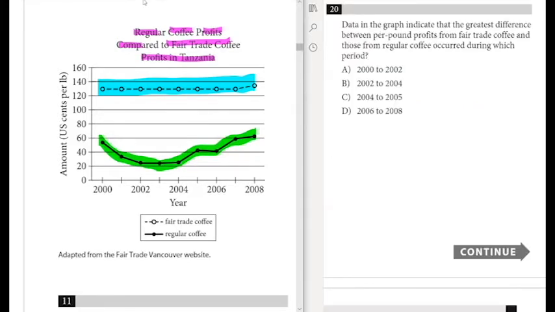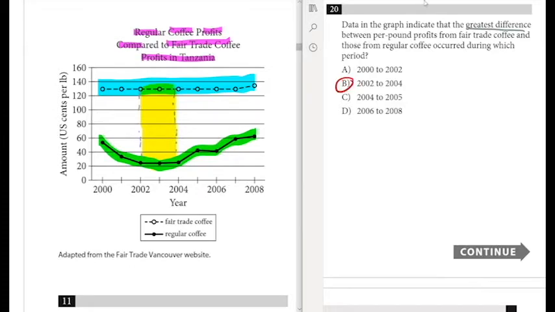Going to question 20, data in the graph indicate that the greatest difference between per pound profits from fair trade coffee and those from regular coffee occurred during which period? So we're looking for the greatest difference between the two profit measures, and so that would be the greatest distance between the two lines. And quite clearly, the greatest distance between the two lines was in these two areas, so the area that I'm coloring in yellow, 2002, 2003, or 2004, and that's exactly what we're seeing in answer choice B for number 20.